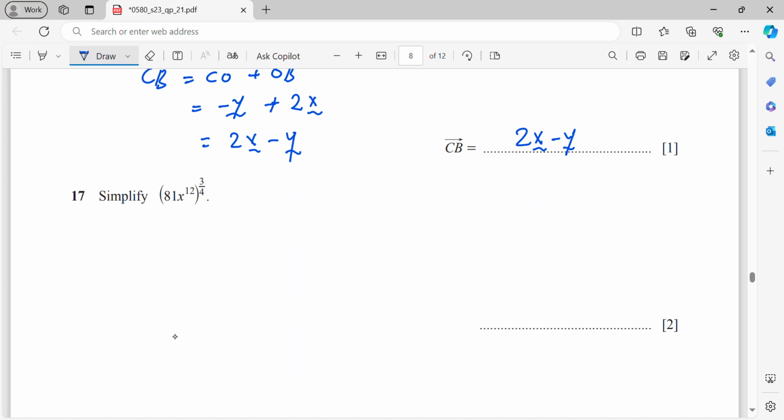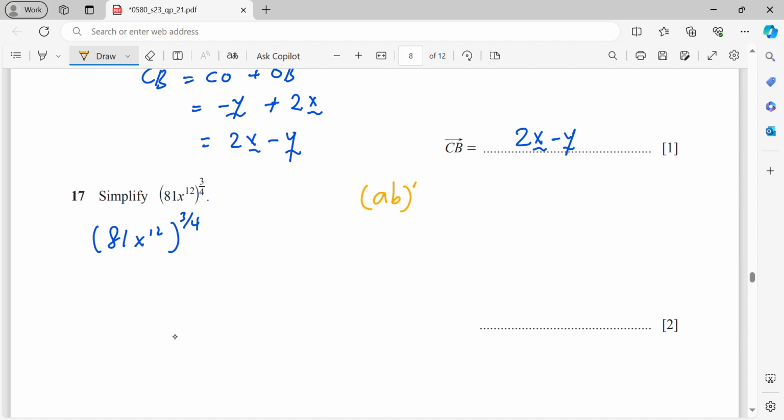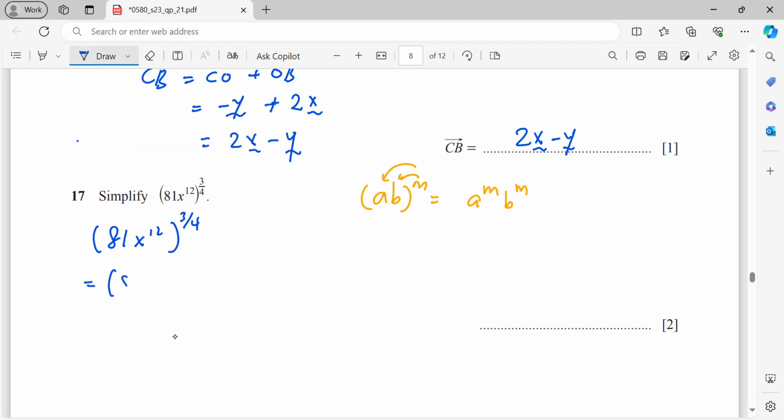For question 17, simplify this term. So I rewrite the question first. Then here we have a formula, (ab) to the power of m. You can just bring in the m, that is a to the power m, b to the power m. So here I will change to 81 to the power of 3 over 4, and then x to the power of half, then another 3 over 4 outside.